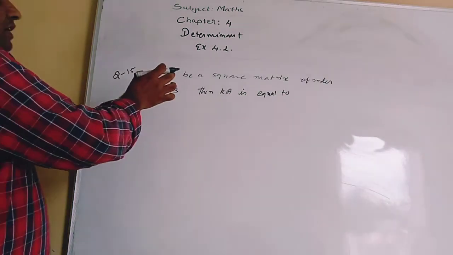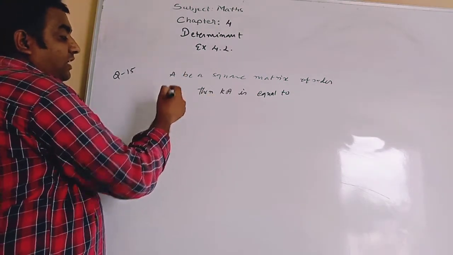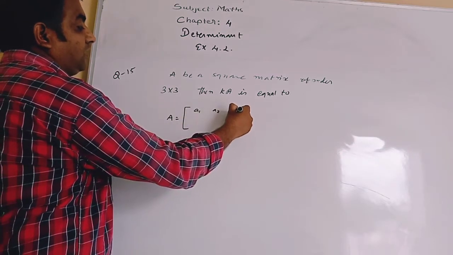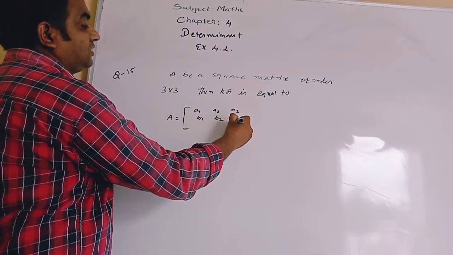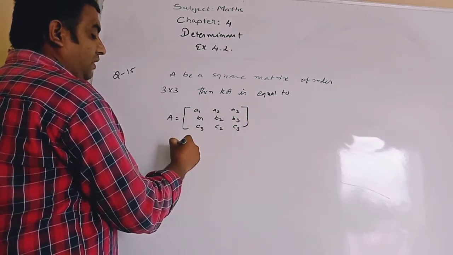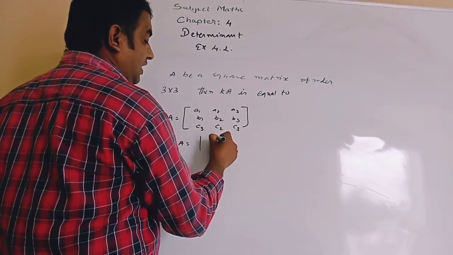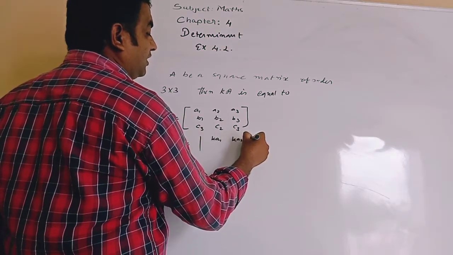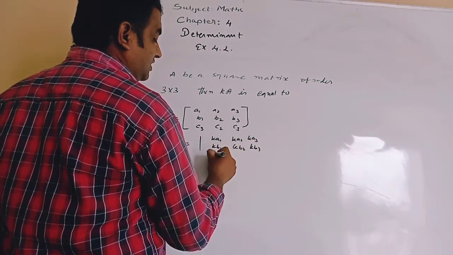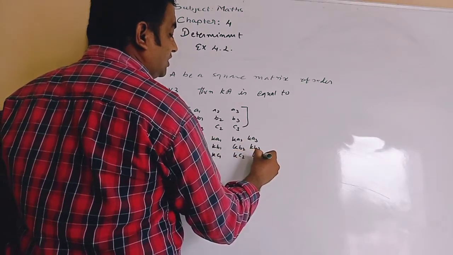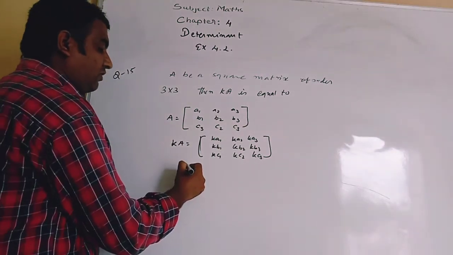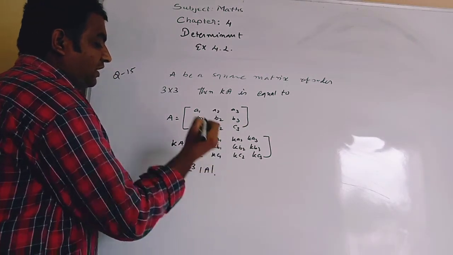Now A is a square matrix of 3 cross 3, then K is a scalar, so A has the 3 rows of elements a1, a2, a3, b1, b2, b3, c1, c2, c3. Now KA means each element will be multiplied. Actually it is ka1, ka2, ka3, kb1, kb2, kb3, kc1, kc2, kc3. So when we convert into determinant, from each row K will come out, and so the answer is K³ determinant A.